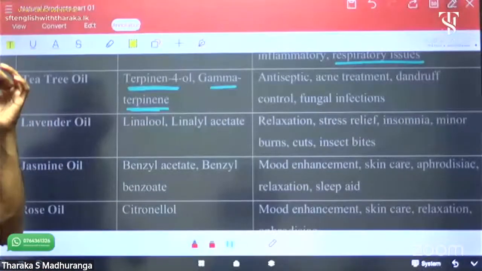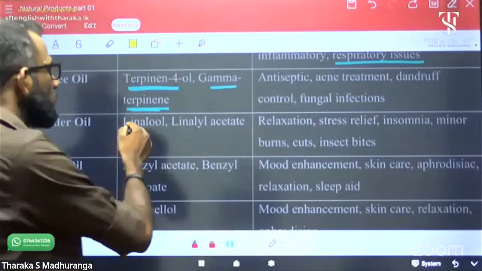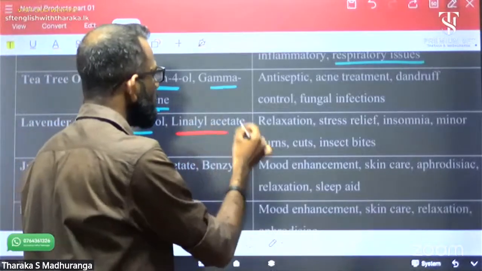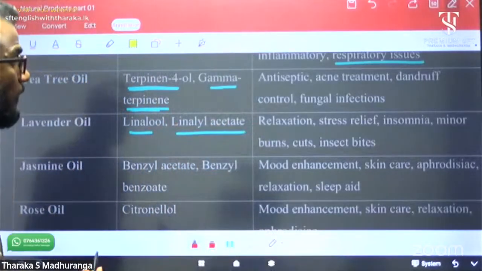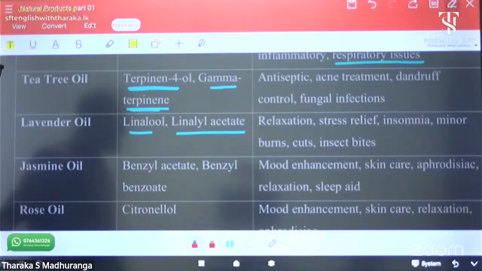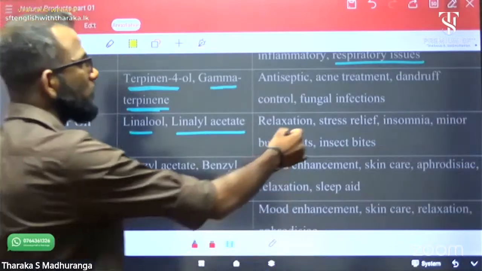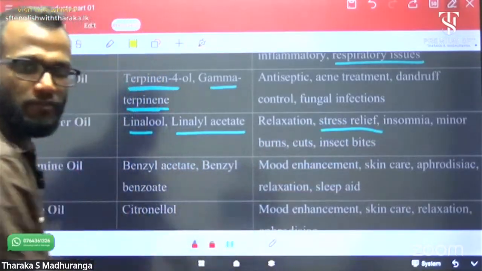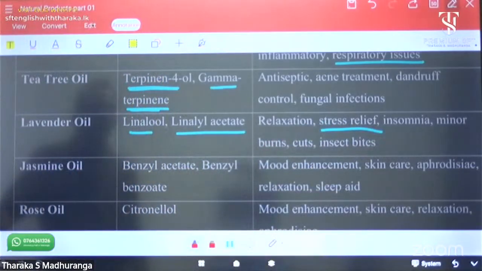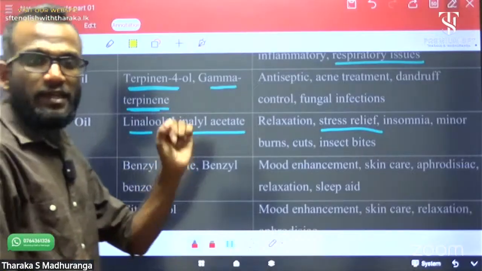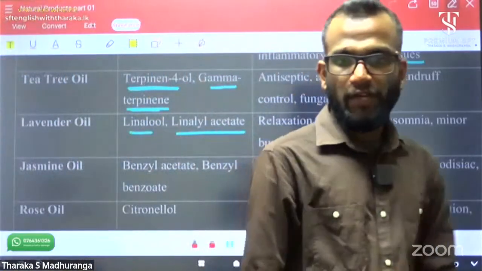Okay, lavender oil: linalool and linalyl acetate. Linalool and linalyl acetate. It's important for stress relief. Linalool and linalyl acetate are contained in lavender oil.